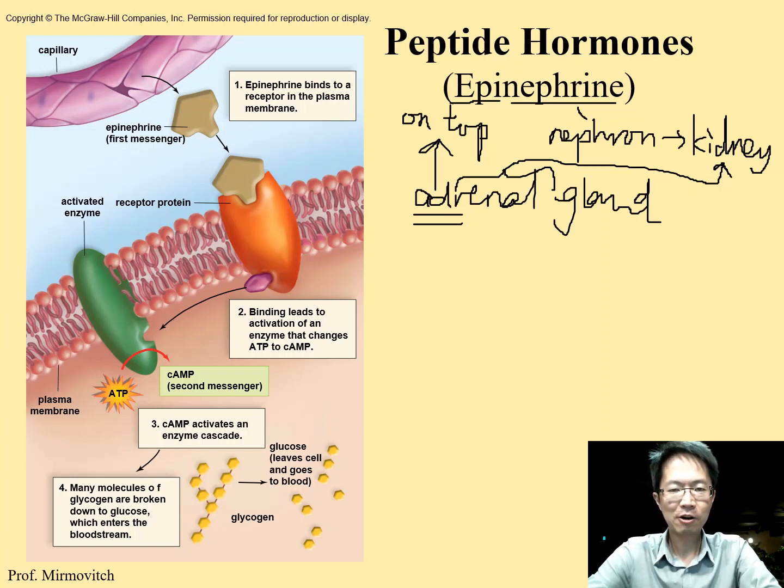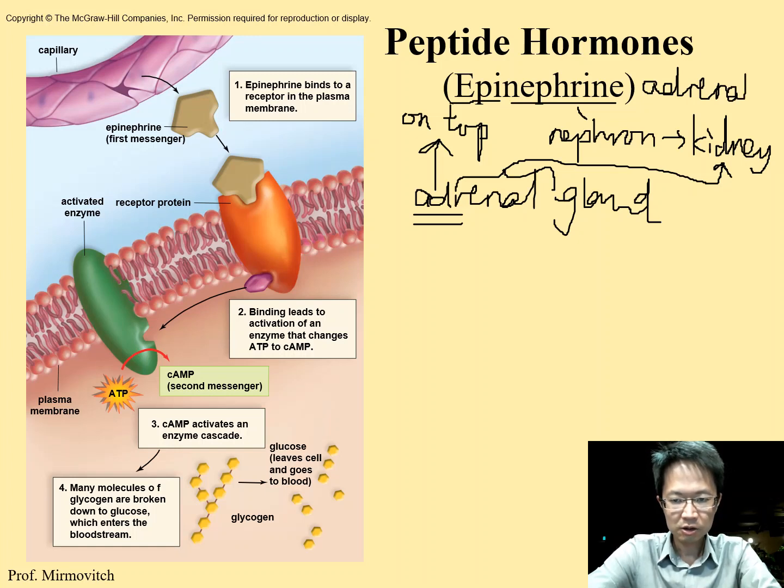So this peptide hormone, what do we call it? We call it the adrenal hormone, adrenaline. It is one of the two types of adrenaline. The other one, we call it norepinephrine. Adrenaline is a very famous example, okay? Everyone knows that when you're nervous, then you have the adrenaline rush.